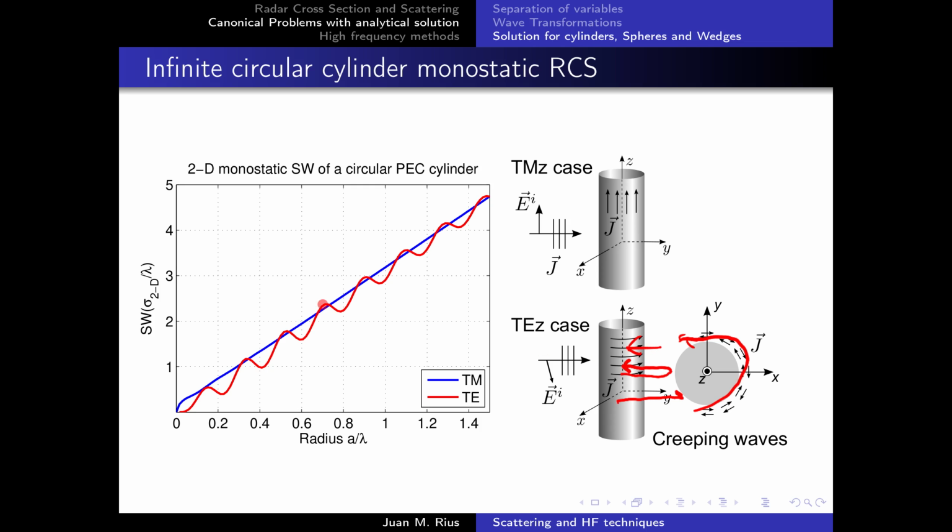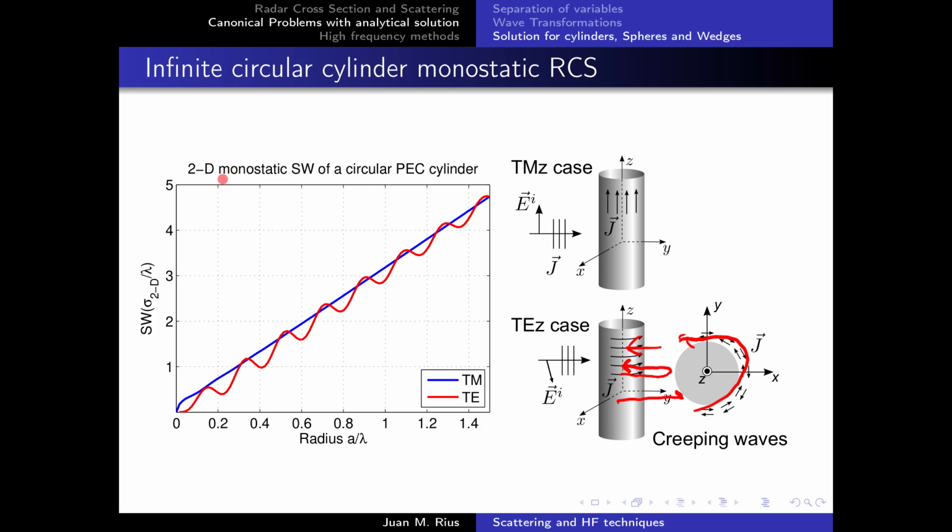If it is constructive, we have here a peak of the TE cross section, and if the interference is destructive, we have a valley or local minimum of the TE radar cross section. So this is the reason for the oscillation, the interference between the scattering at the front illuminated surface and the scattering from the creeping wave, always in the back scattering direction.